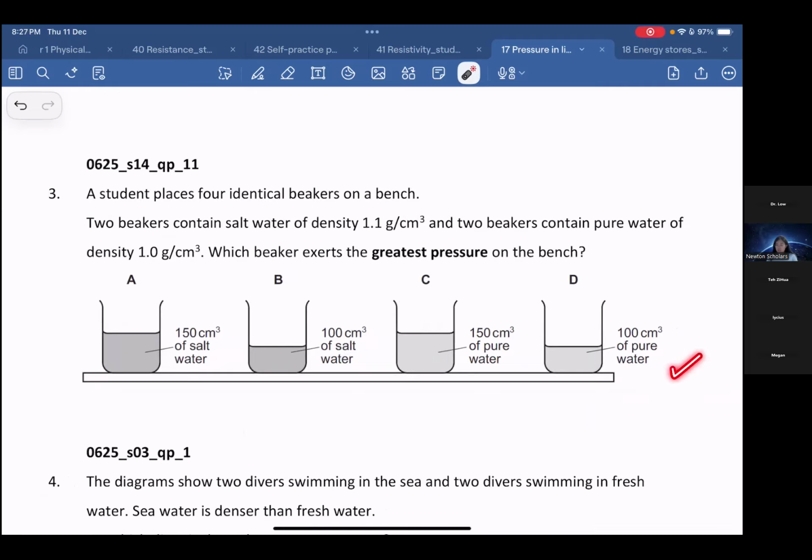Okay, this kind of question quite often comes out in the IGCSE. So which one will give you the greatest pressure? We have four options, A, B, C, D. What do you think? Which one gives you the greatest pressure?